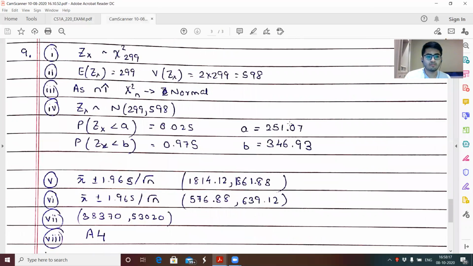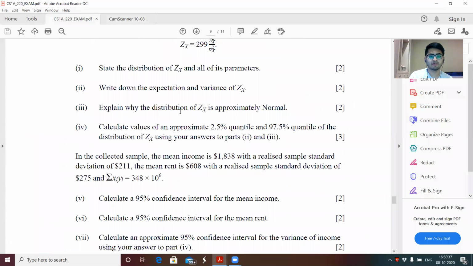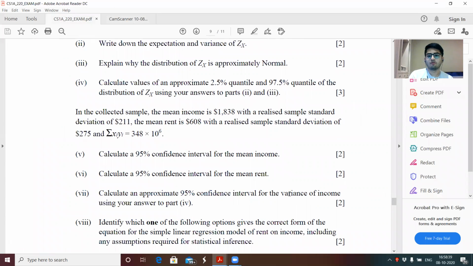So x bar plus or minus 1.96 s by root n, the answer will come out 1814.12, 1861.88. Similarly, next part 6 for the rent, 576.88 and 639.12.